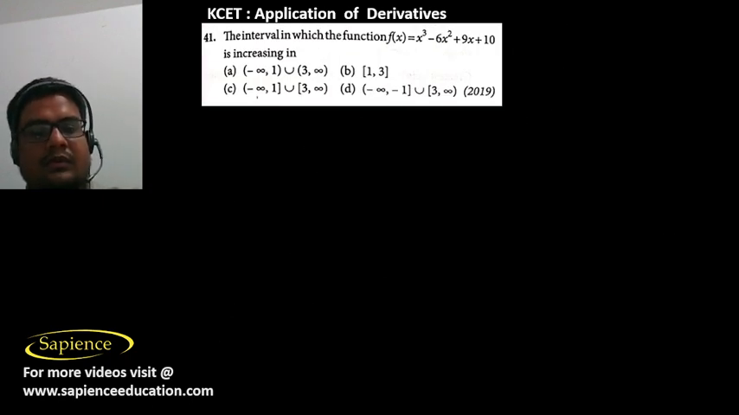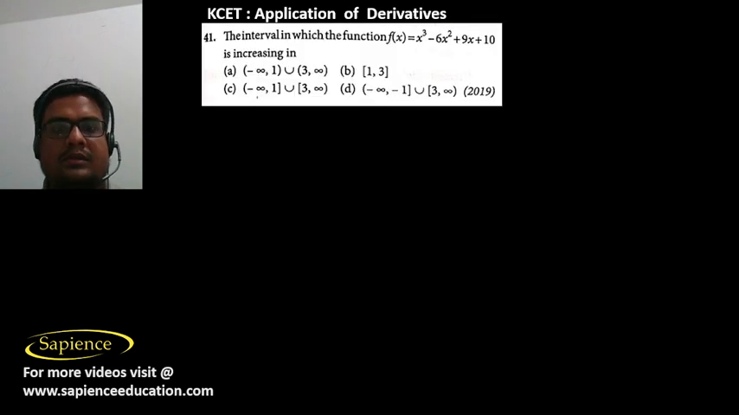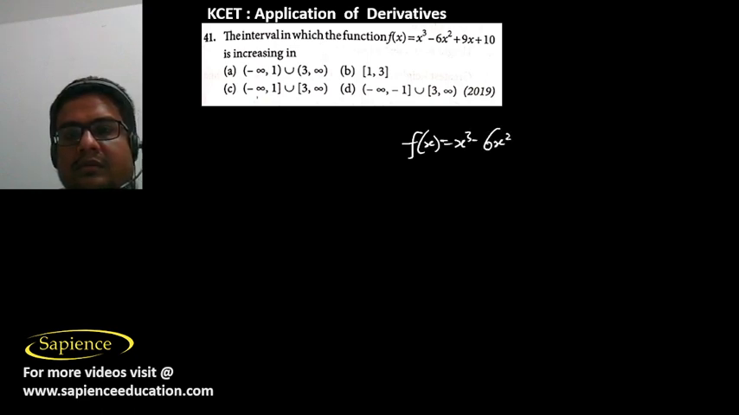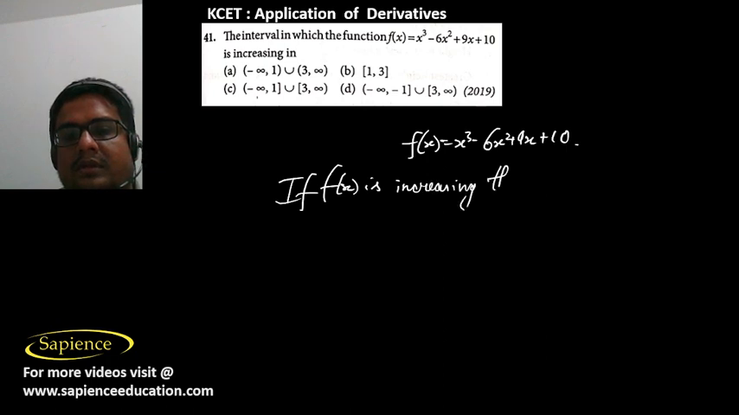Question number 51 asks for the interval in which the function f of x equals x cube minus 6x square plus 9x plus 10 is increasing. If f of x is increasing, then f dash x should be greater than 0 for that interval.